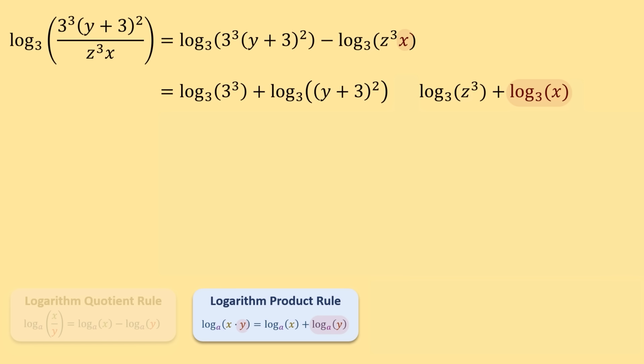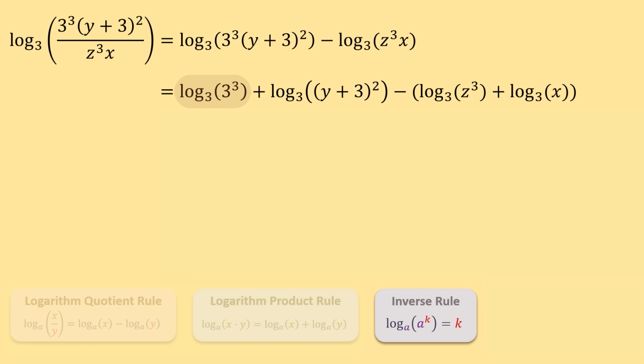Be sure to put the parentheses around these until we distribute the minus sign. Looking at log base 3 of 3 to the third power, there is an inverse rule we can use here, specifically for when the base value being raised to a power matches the base of the logarithm. When the base of the logarithm and the base of the exponent within the logarithm match, we can replace everything with the power of the expression inside the logarithm. So we can replace log base 3 of 3 cubed with just 3 using the inverse rule.